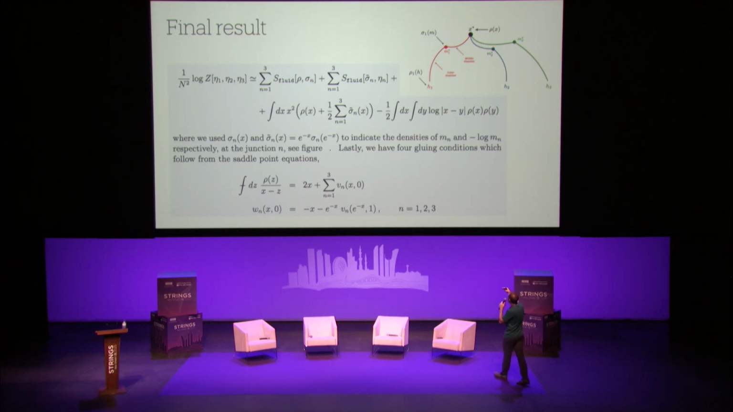And so that's the final result. You need to start with 3 densities, rho of H1, rho of H2, rho of H3 at the end. You have these conditions, these gluing conditions, and you have to find the global configuration of the fluid that describes this evolution, and then compute its action, and that's the result of the 3-point function.